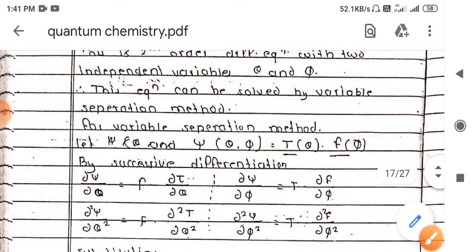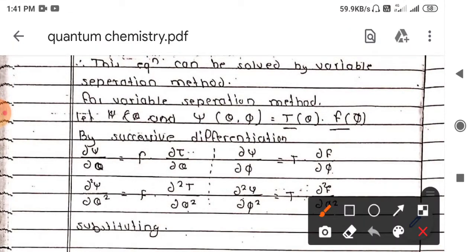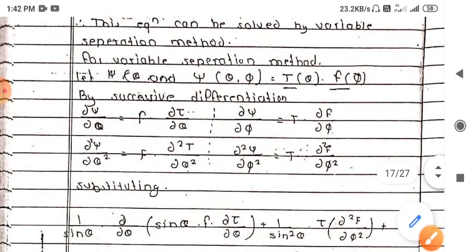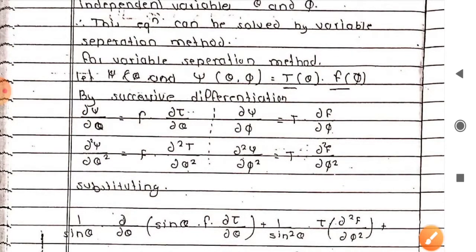For the variable separation method, we have done it for x and y type variables, and we'll use the same type of method. This wave function psi is considered to be a function of theta and phi. So we can separate the total wave function: capital psi is a function of two variables, psi equals T into F, where T is a function of theta and F is a function of phi angles. In this manner we can obtain the solution.